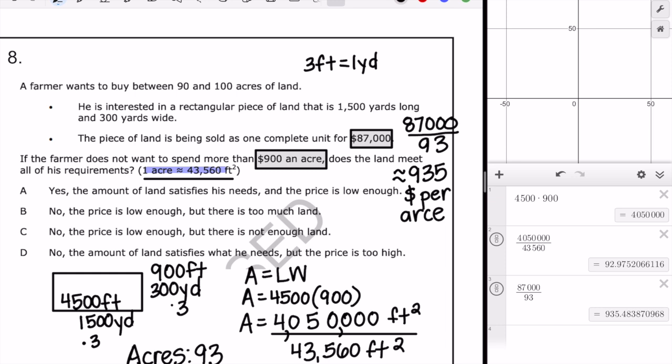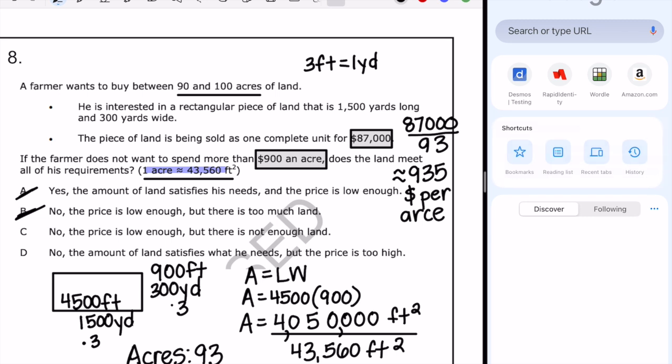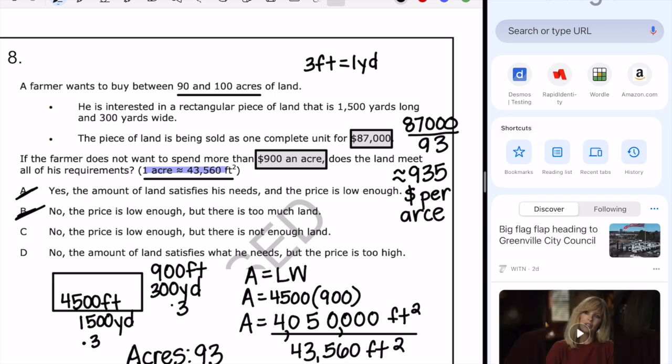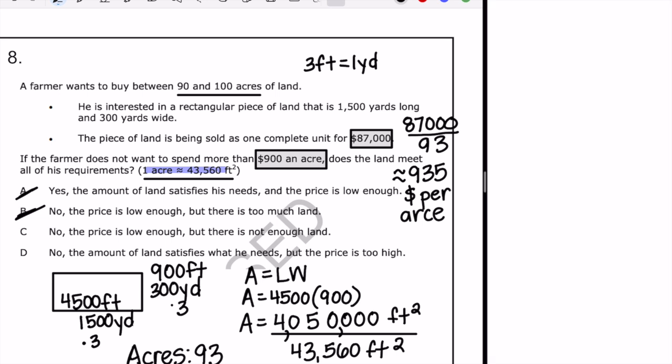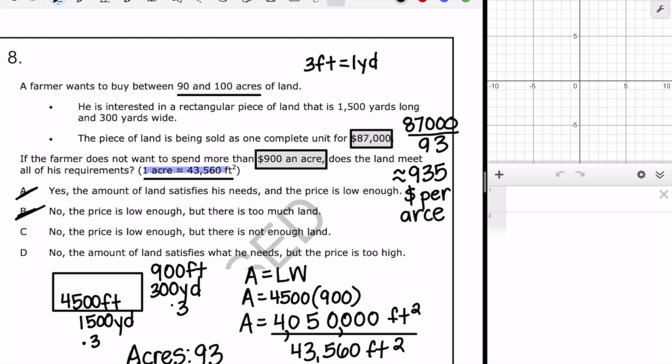So it says, yes, the land satisfies his needs. The price is low enough. The answer to that is that's not true because the price is too high. No, the price is low enough, but there's too much land. We wanted to go between 90 and 100. 90 and 100 is right. So the acreage is good. It's just the pricing is not. So the price is not low enough. So it says no, the amount of land is satisfied, but the price is too high.